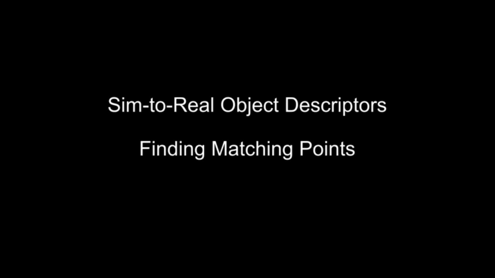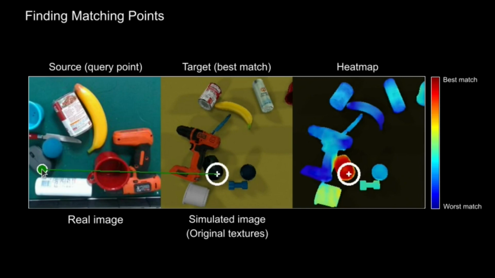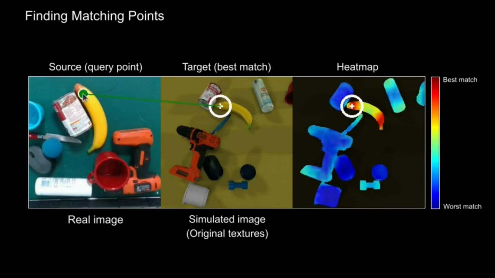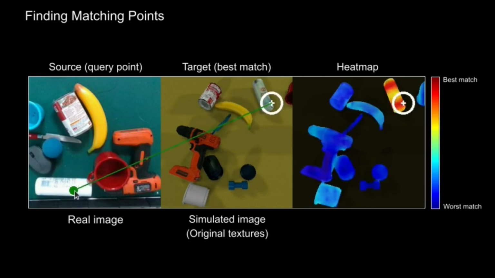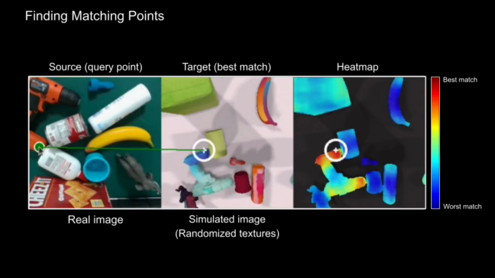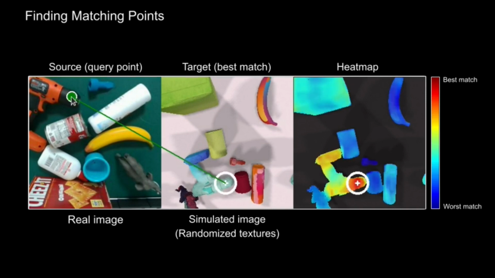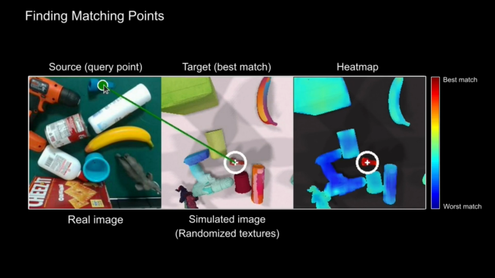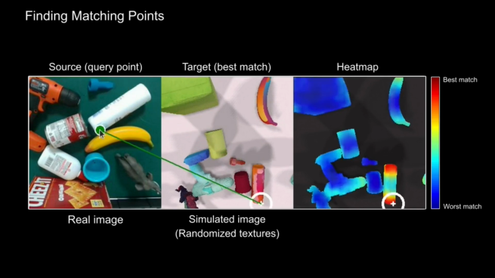Here is the demonstration. We use the descriptor to find the matching point between two given images. The heat map indicates how the points in the target image match to the query point in the source image. The hotter color indicates better matching. Our method can also find the matching point under texture randomization conditions. This shows the generalization ability, where similar objects are represented similarly in the representation space.